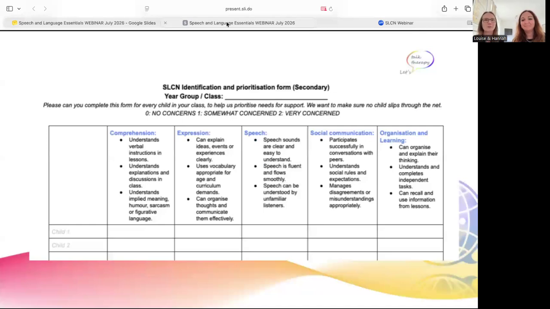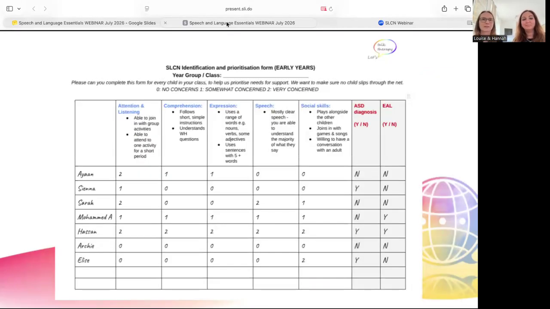So here is our form for our secondary pupils, and you can see that we have updated the comments for each area. You're going to get copies of all of these forms at the end. So let's have a look at an example of a completed form. You can see here that we added columns for autism diagnosis and also whether a child is learning English as an additional language. And this is just to help us understand a little bit about the context of the child.